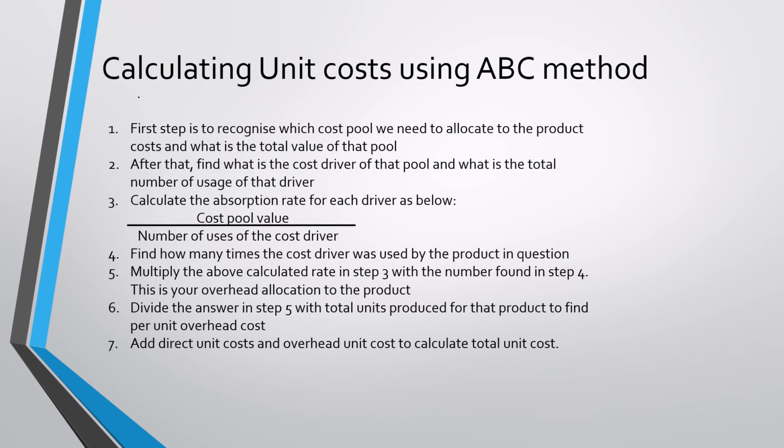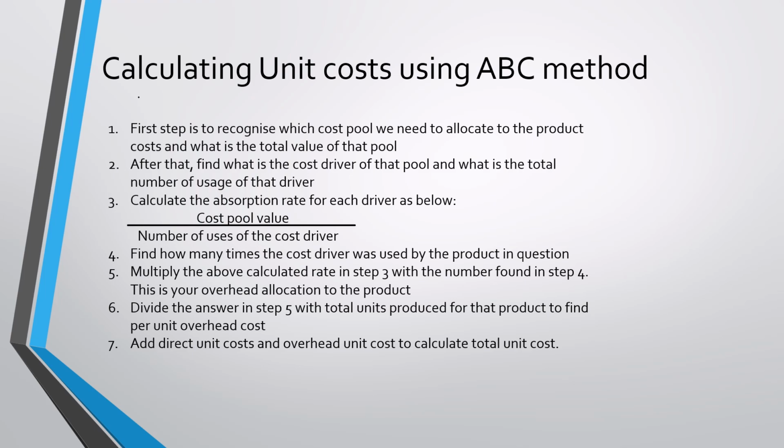To calculate unit cost, please follow these steps. First, identify the cost pool and find its total cost. Second, find the cost driver and how many times this driver was used or triggered. Now you have two values to calculate the absorption rate. Divide the total cost pool value by the number of times the cost driver was used. This gives you the per use cost.